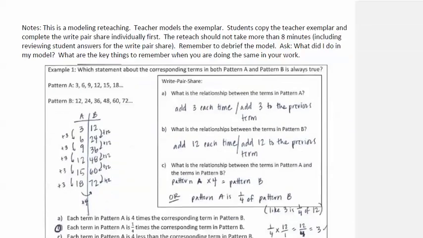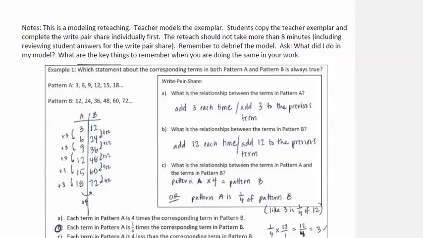All right, so with this reteach, the teacher models the exemplar. You're going to do a think aloud for example 1 and example 2. The students' job is to copy down your exemplar, but also on their own complete the questions from the write-pair-share. Then you will ask students to pair and share their answers, and finally we'll share out loud. The write-pair-share gives the students a clear listening or thinking task that makes this reteaching more active rather than passive, right?